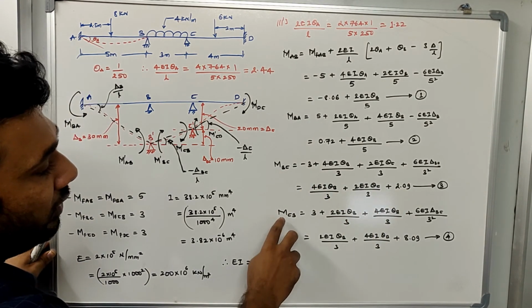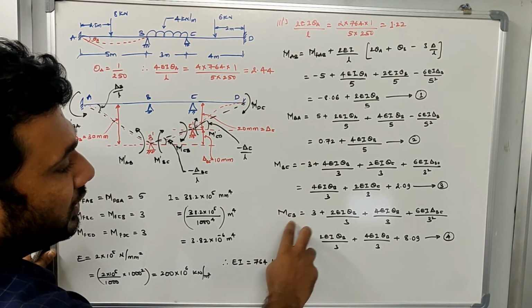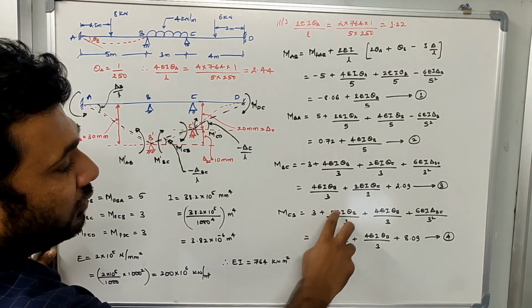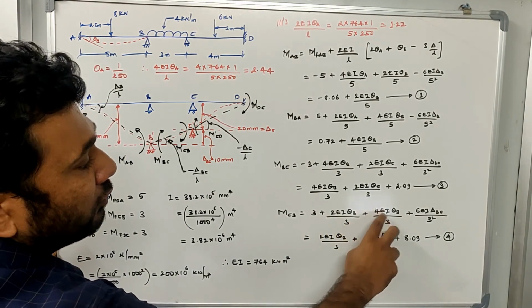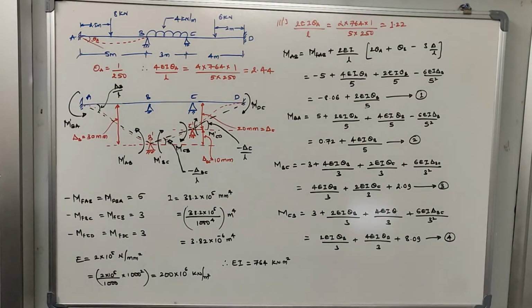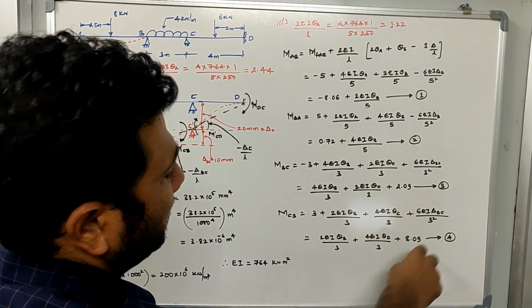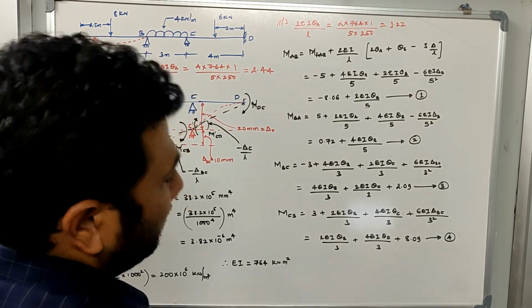Similarly, we can try for MCB also. So solve for MCB. MCB is equal to MFCB plus 2 EI theta B by 3 plus 4 EI theta C. Sorry, this is a small mistake over here. We should change that to 4 EI theta C by 3. So plus 6 EI delta BC divided by 3 square. So after simplifying, this is the equation I get.